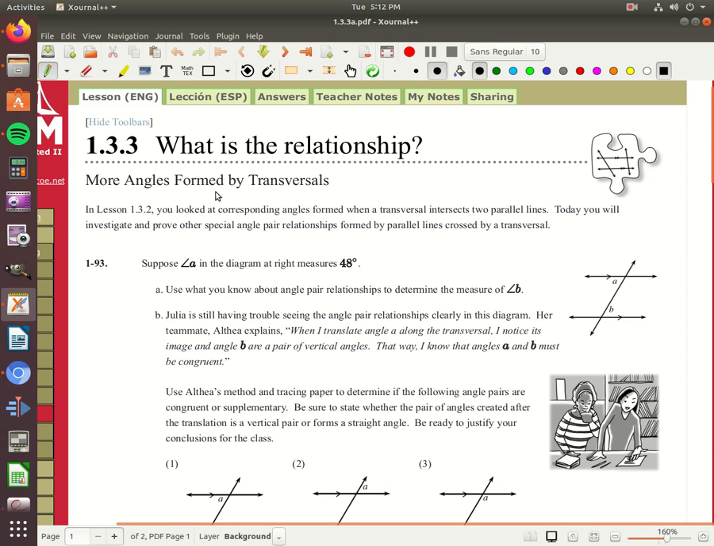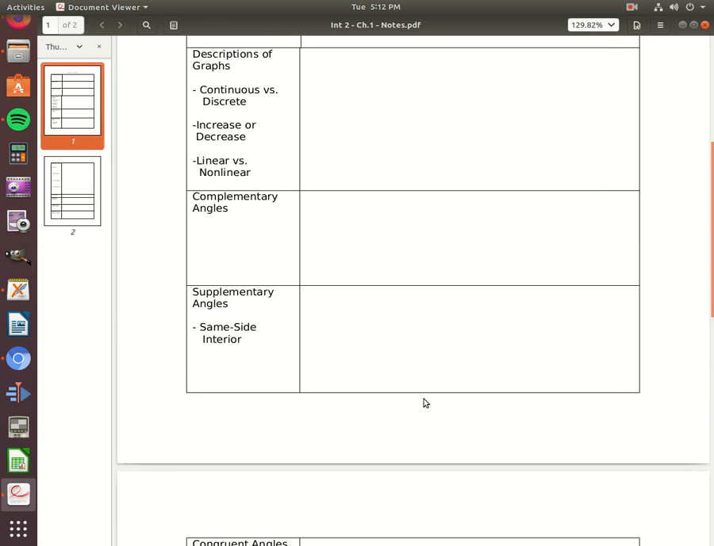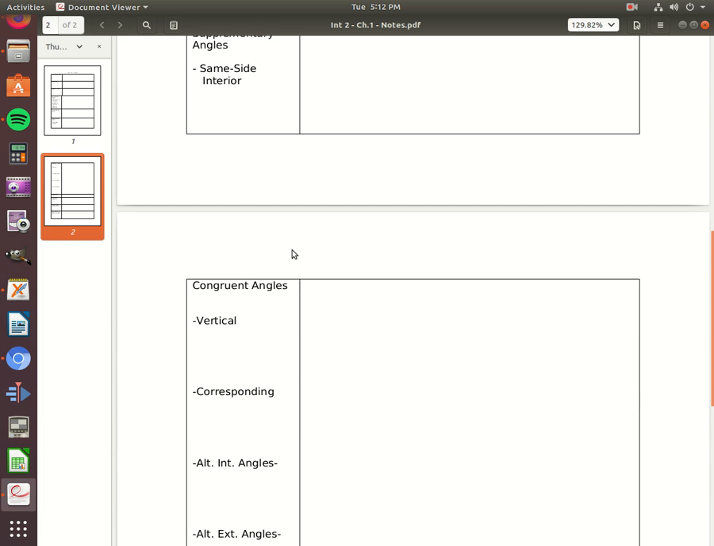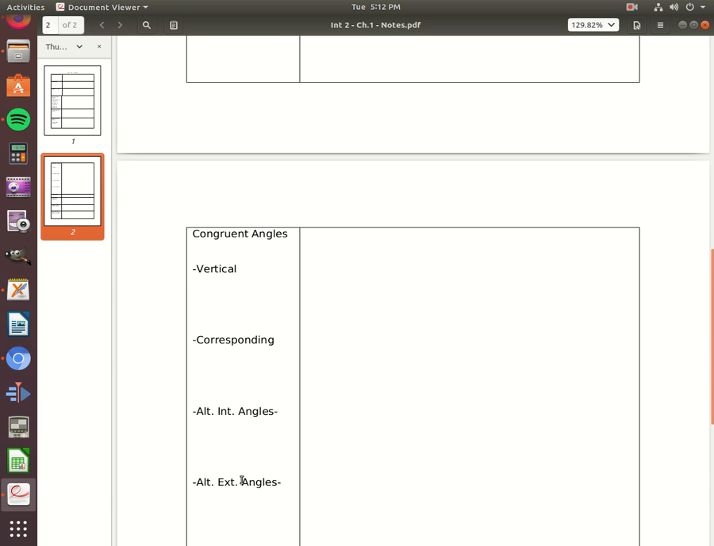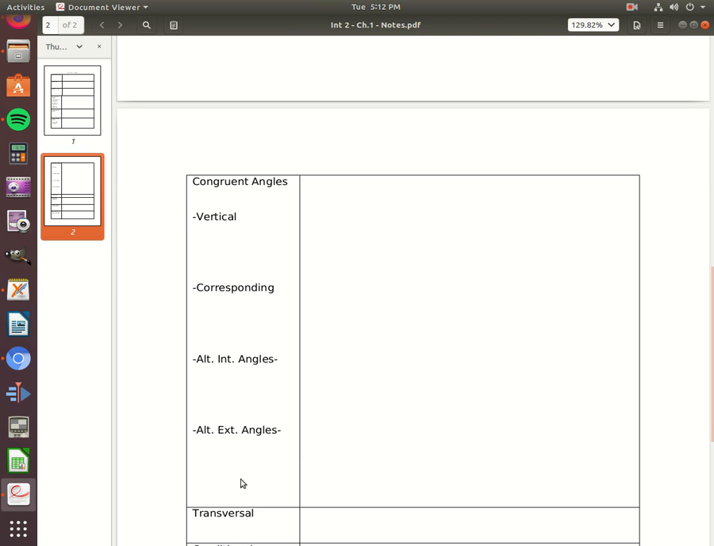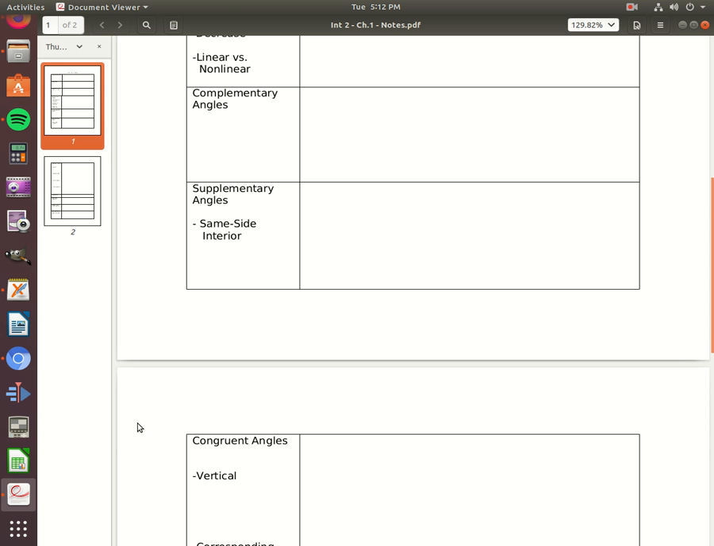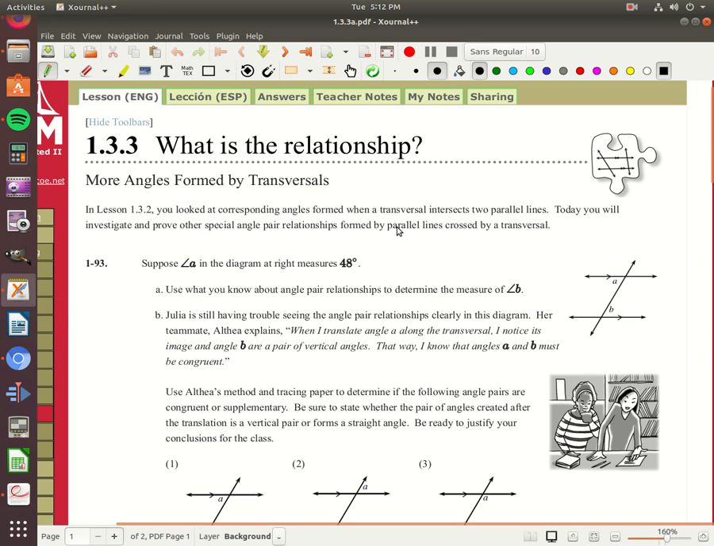Still looking at these angles formed by transversals. Still dealing with this sheet. Hopefully we're okay with it. I know we've already definitely gone over vertical angles. We've gone over corresponding angles. I've alluded to alternate exterior angles without directly going over them. So we definitely have some other angles to come up with that we will get to as we go. So hopefully we'll do those right now.